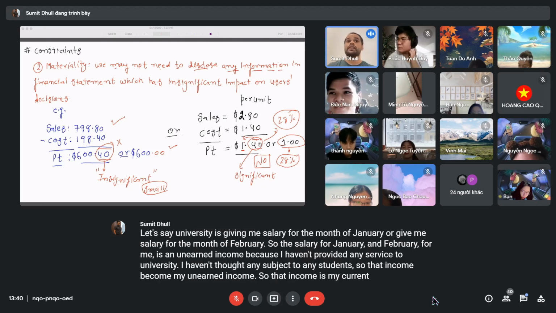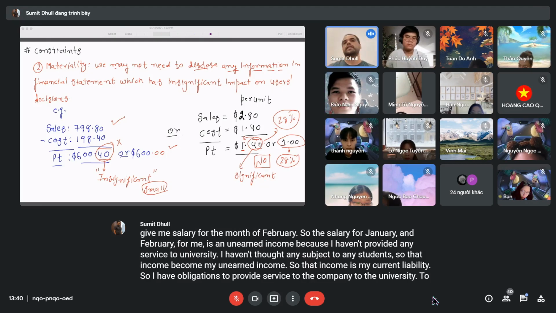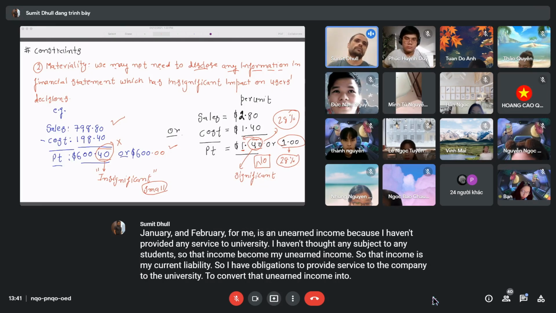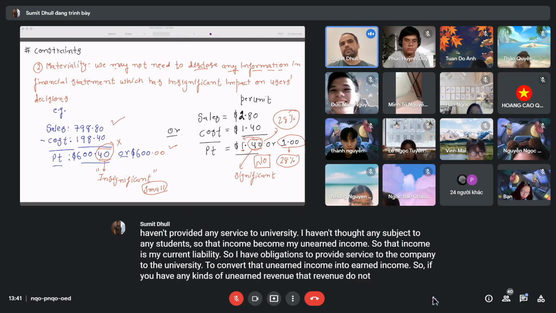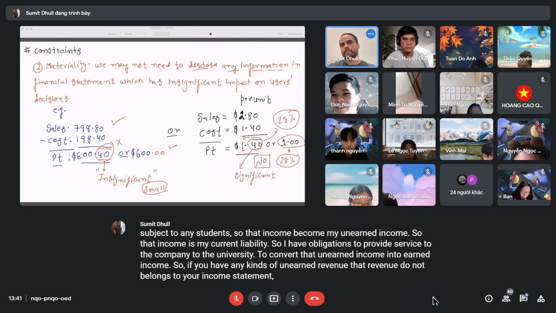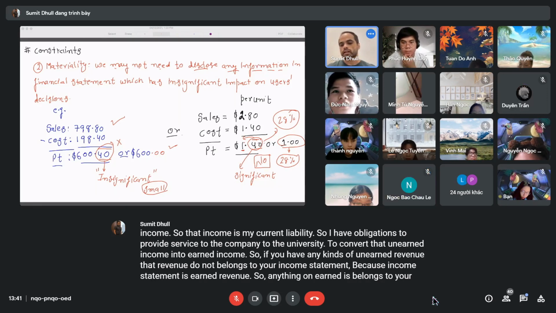So I have an obligation to provide service to the university, to convert that unearned income into earned income. If you have any kind of unearned revenue, that revenue does not belong to your income statement, because the income statement means earned revenue. So anything unearned belongs to your current liability.